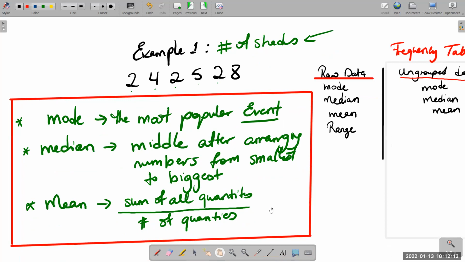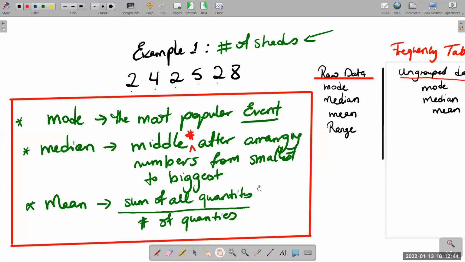So we just started. So we're gonna look at some examples. We just spoke about what the mode is, the median is, the mean. So just to quickly recap before we go into the example, mode means the most popular event, median, the middle number after arranging numbers from smallest to biggest. And the mean is the sum of all quantities divided by the number of quantities.